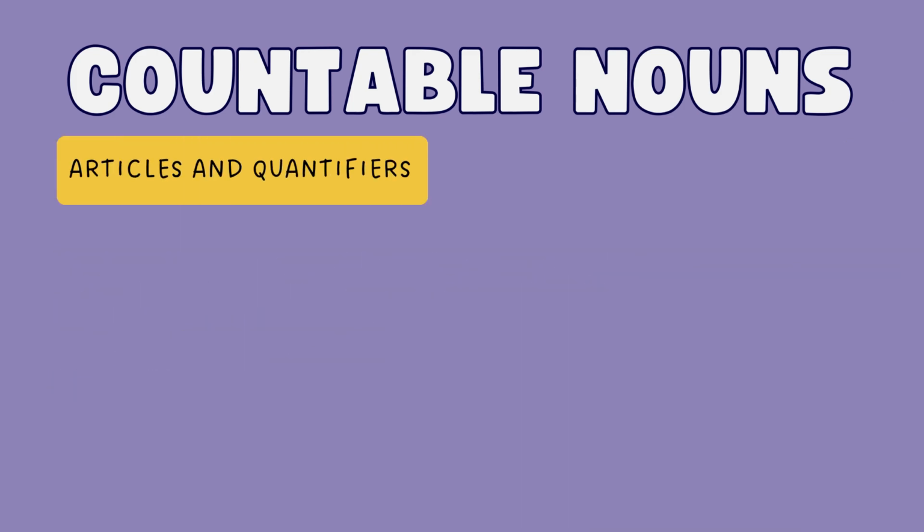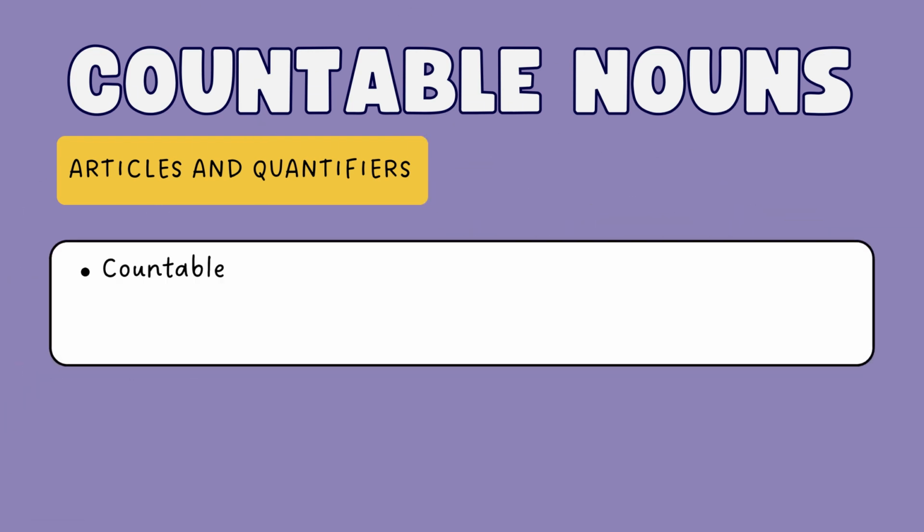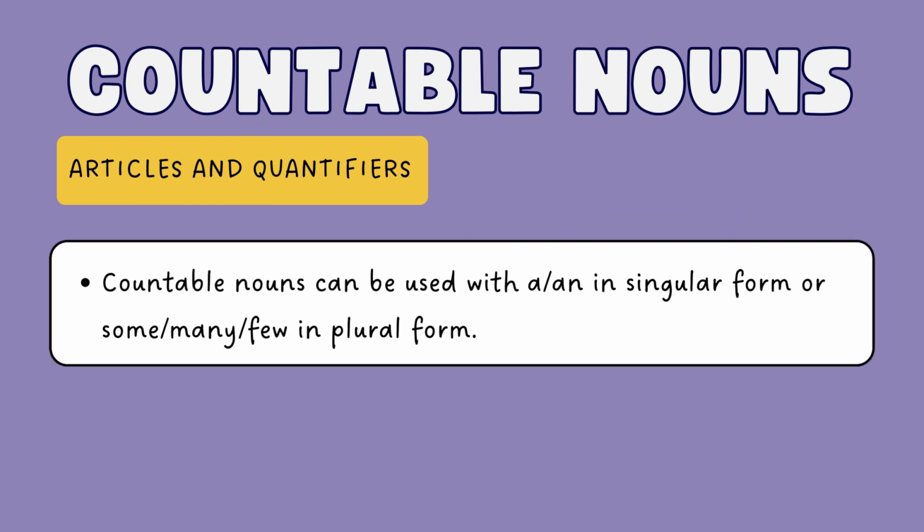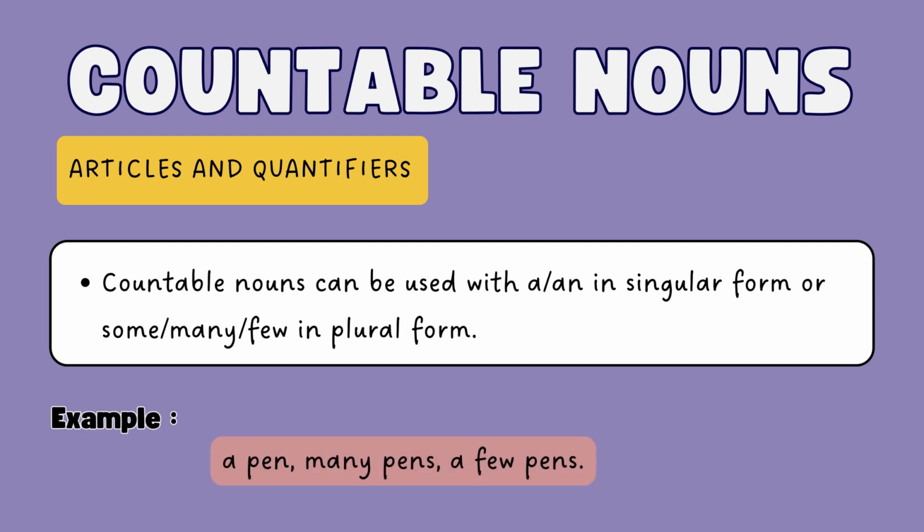Articles and quantifiers. Countable nouns can be used with a, an in singular form, or some, many, few in plural form. Example: a pen, many pens, a few pens.